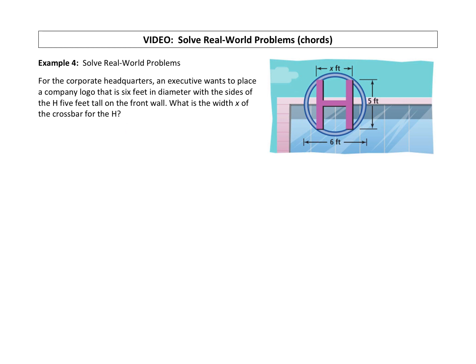So this is the company logo. They have a circle, they have an H at the center, and they want the diameter of the circle to be 6 feet, and then the height of the H to be 5 feet. And then we're being asked the width of the H, the crossbar for that H.